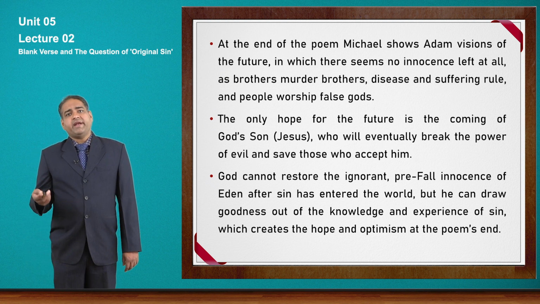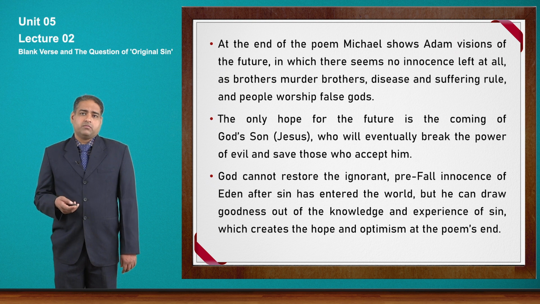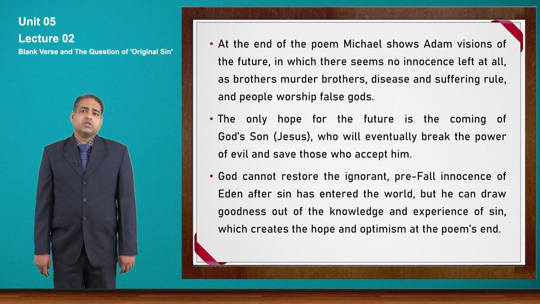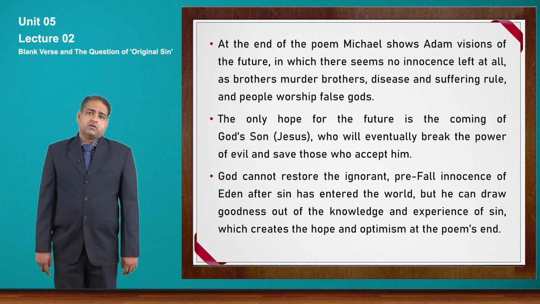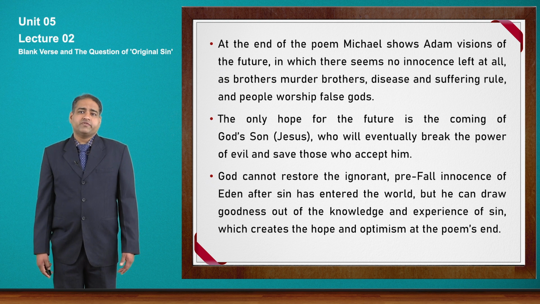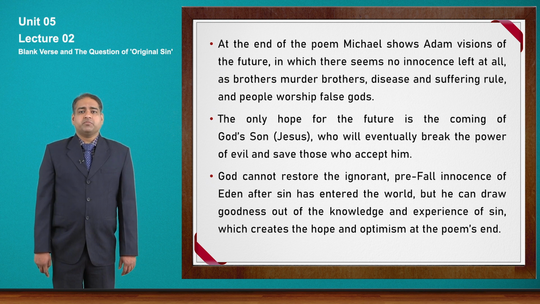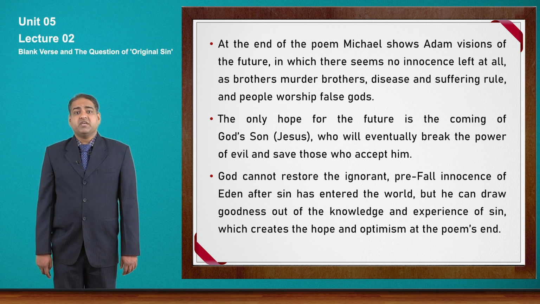So friends, when we come to the end of this book, Paradise Lost, we see that there is a good angel, Michael, who is talking to Adam. There is a long discussion between them. Michael is talking about the future of humanity and earth, where he says that before doomsday, no innocence will be left in this world. Brother is going to murder brother. There will be a lot of diseases. There will be a lot of suffering. These things are going to spread everywhere. People are going to worship false gods, the gods which are not real, the God which is not omnipresent, omnipotent, but the God which is created by evil itself.